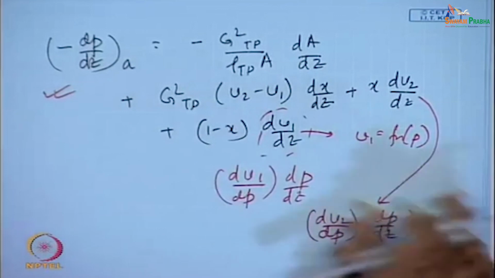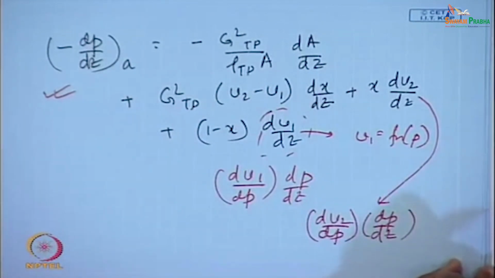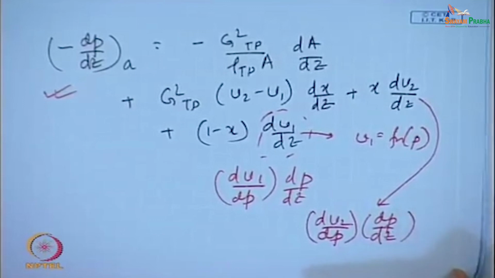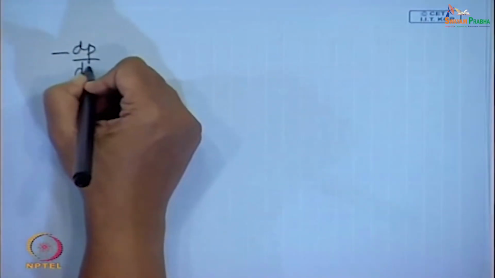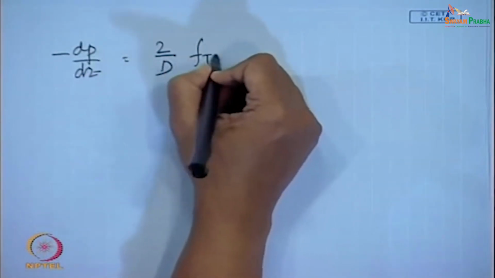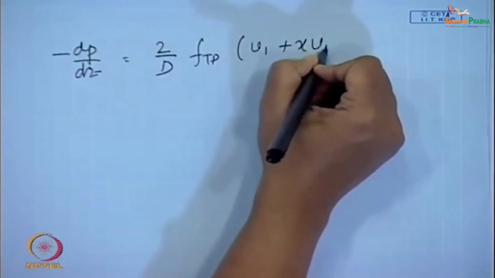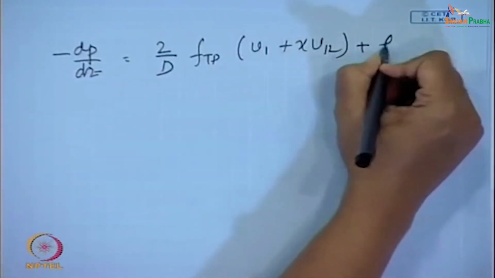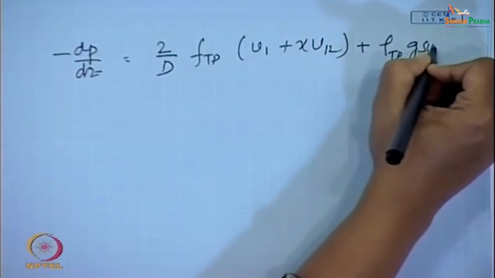Okay. So, if you substitute all of these in the total expression of minus dP/dz, just substitute them and then tell me what is the final expression that you are getting. Let us see what is the final expression that you will be getting. Minus dP/dz will be equal to 2 by d, f_TP, V1 plus x V1 2 plus, let me keep it as rho_TP because it is an input parameter.